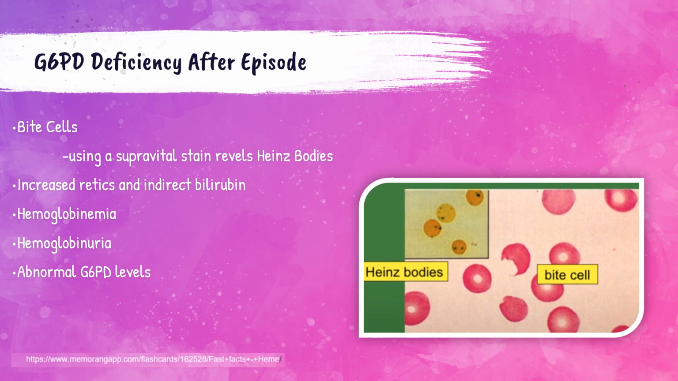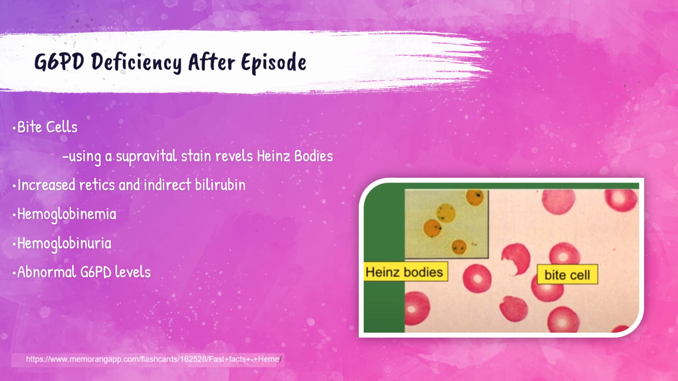Bite cells are visible using a Wright stain, which is what we use for peripheral blood differentials. When using a supravital stain, the bite cells will be revealed as something we call Heinz bodies. This picture here on the right-hand side shows a great representation of that. So again, the marrow is doing as much as it can to try to produce more red blood cells to replenish the bloodstream.